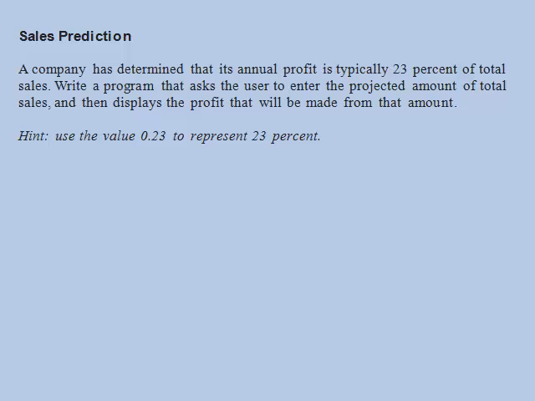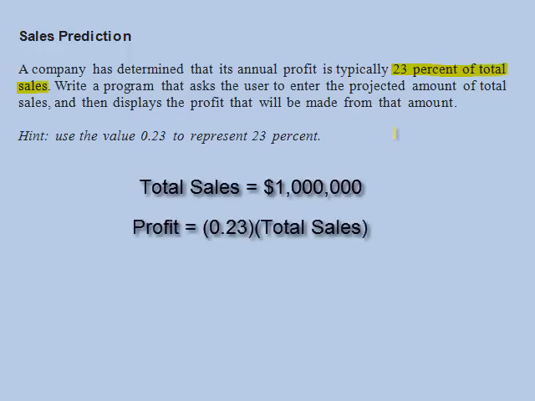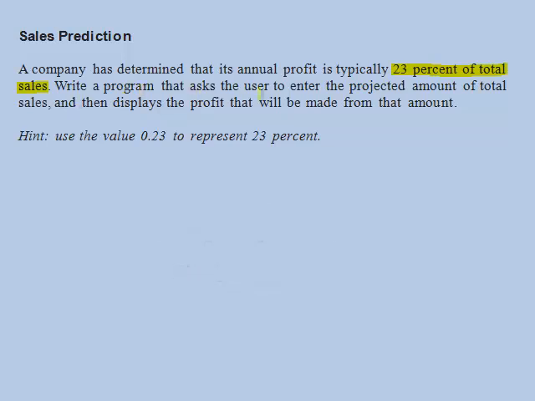Hi there, in this video we're going to look at the sales prediction programming problem from your textbook. The problem tells us that a company has determined that its annual profit is typically 23% of total sales. So in other words, if the company's total sales are $1 million, then the profit would be 23% of that, or $230,000.